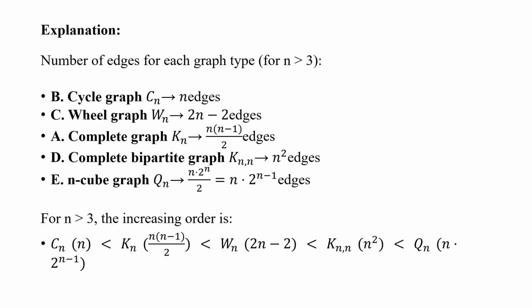Just I have written here, you can see: first the cycle graph Cn has n edges. Number of edges for each graph: the wheel graph has 2n edges. The complete graph has n(n-1)/2 edges. The complete bipartite graph has n squared edges. The n-cube graph has n times 2 to the power n minus 1 edges. These are the formulas we need to understand and sometimes memorize.